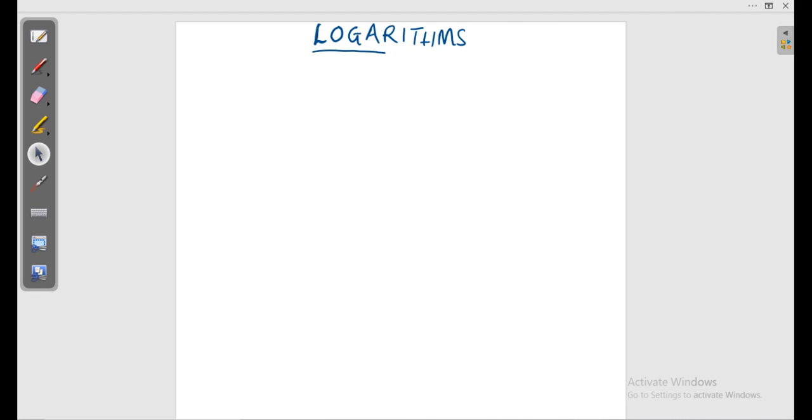Now the first thing to take note of is there is a relationship between indices and logarithms, and that's the first thing we're going to consider here. What is that relationship that exists between indices and logarithms?